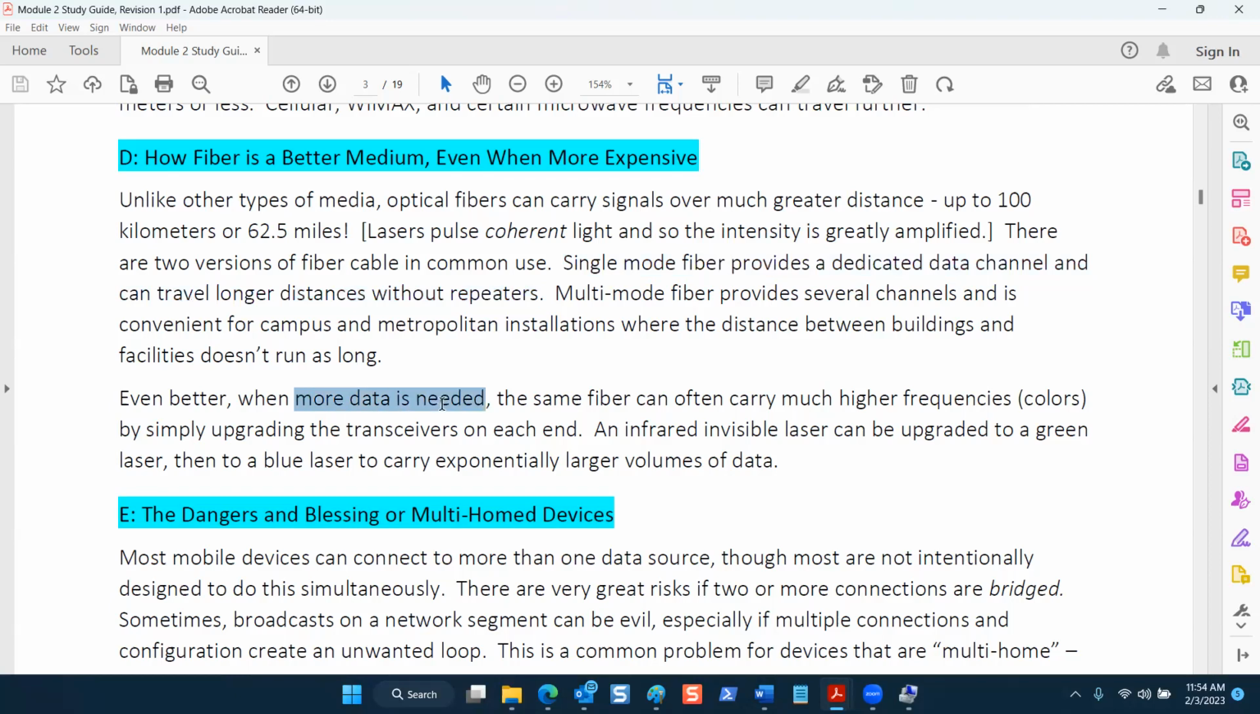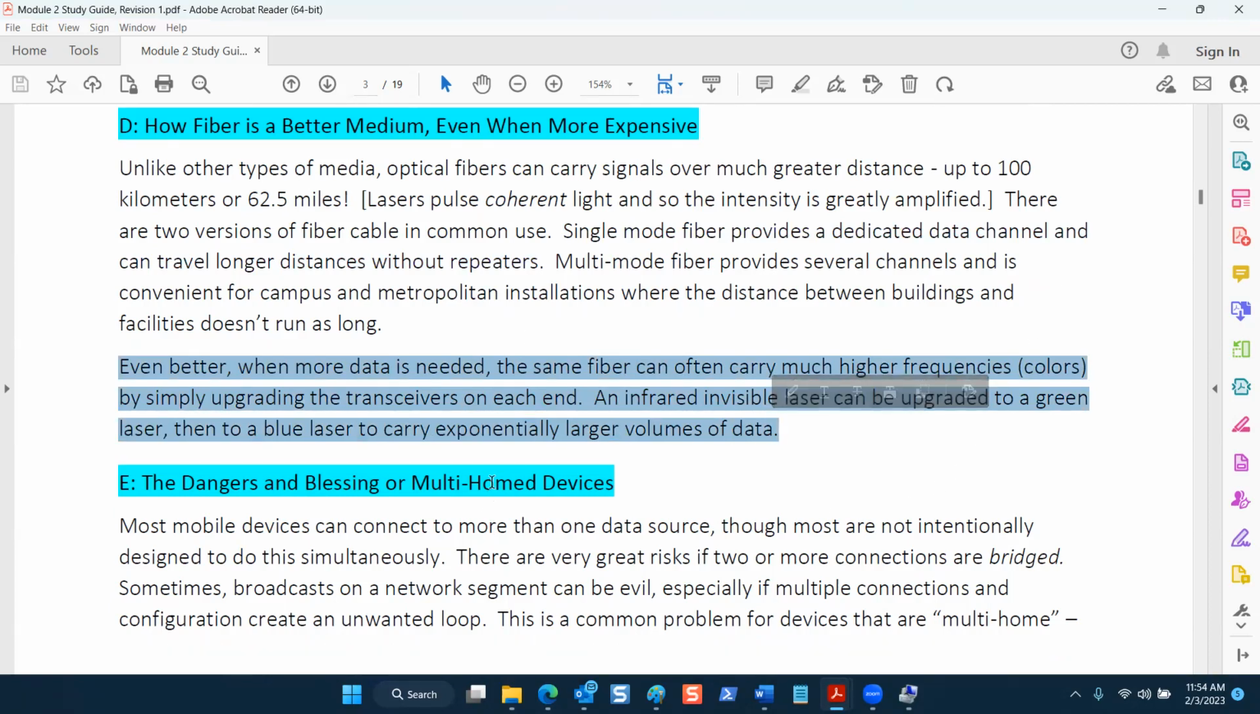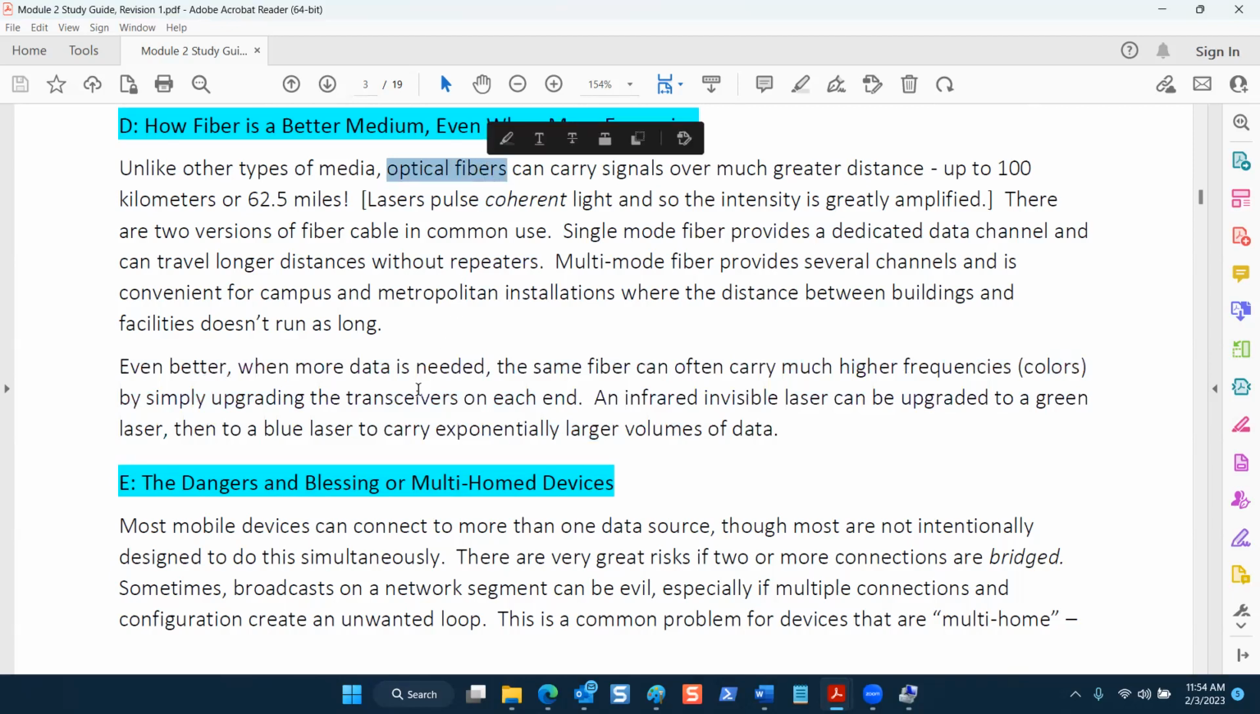When more data is needed, now here's the part that I want you to understand. Here's the secret sauce. Here's where fiber is like a never-ending gold mine. Once the fiber is in the ground and the optical fiber is there, when you're ready for faster, better service, you just change the color of the laser. I'm going to say that again. Once the fiber is in the ground, you never have to upgrade it again.